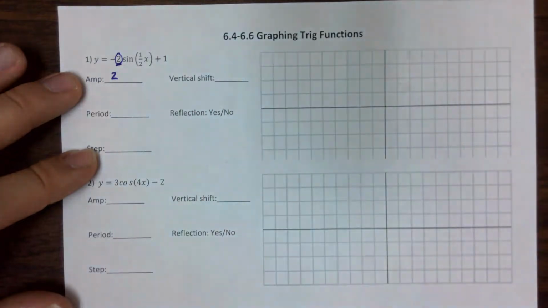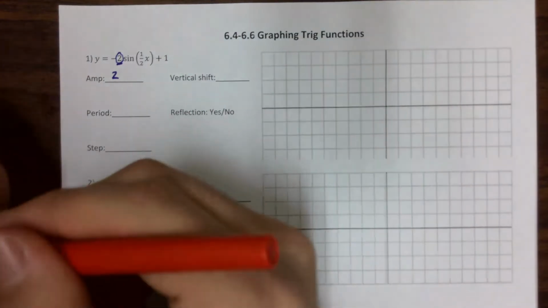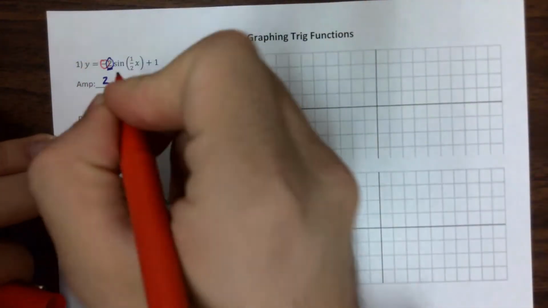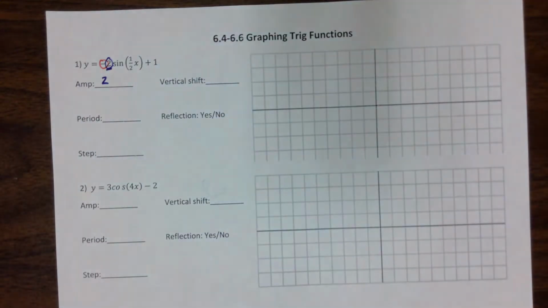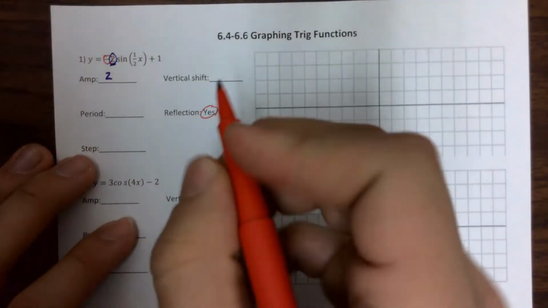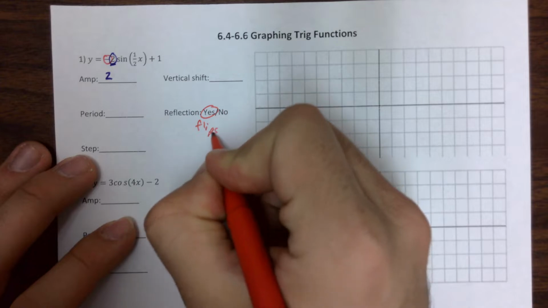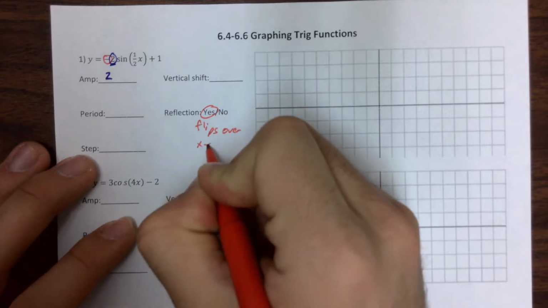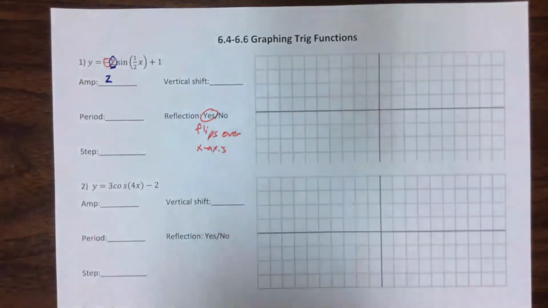That negative out in front is what determines if there's going to be a reflection or not. So there is going to be a reflection here, and it flips over the x-axis.